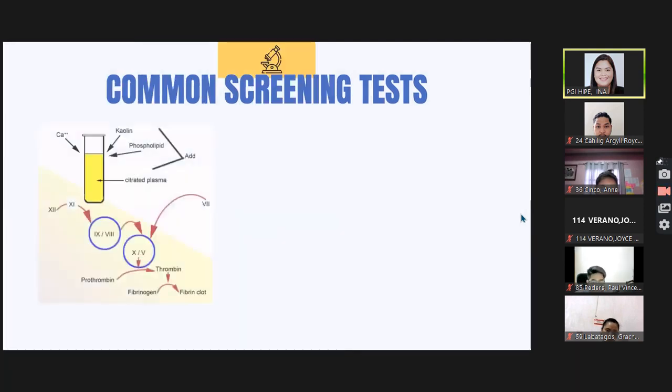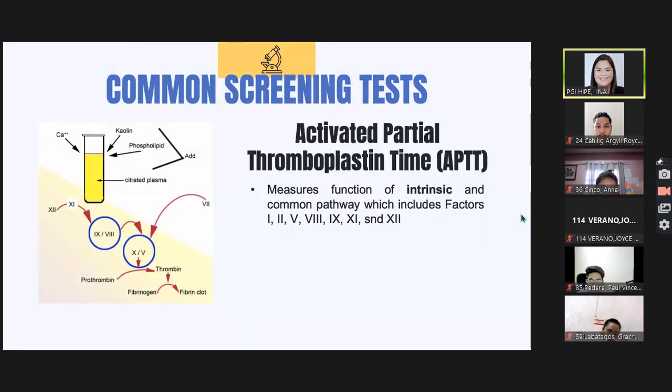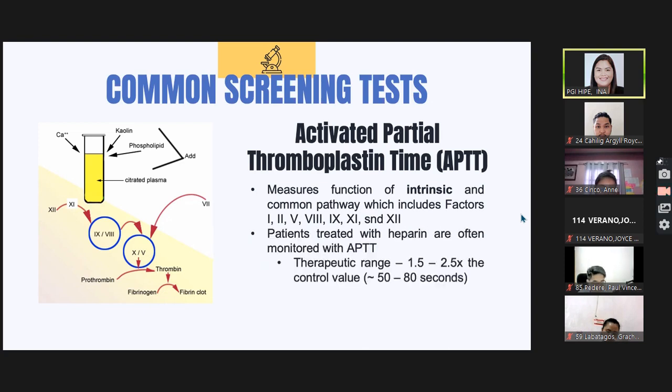And then the activated partial thromboplastin time, or APTT, which measures function of intrinsic and common pathway, which includes factors 1, 2, 5, 8, 9, 11, and 12. Okay. So patients treated with heparin are often monitored with APTT. So remember, to monitor heparin therapy, we usually determine APTT. The therapeutic range is 1.5 to 2.5 times the control value.